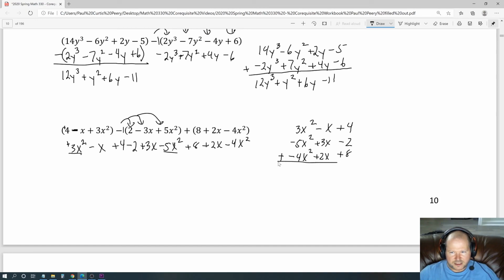And we just add everything together. 4 minus 2 is 2. 2 plus 8 is 10. Negative 1 plus 3 is 2. 2 plus 2 is 4. And then we say 3x squared minus 5 is negative 2. Negative 2 minus 4 is negative 6x squared. And there we have it.